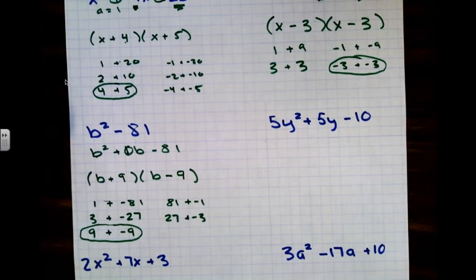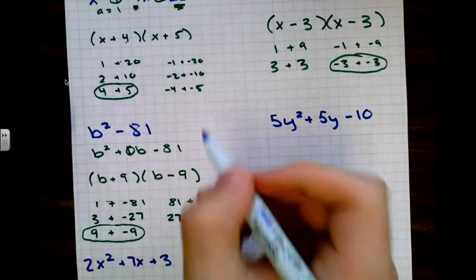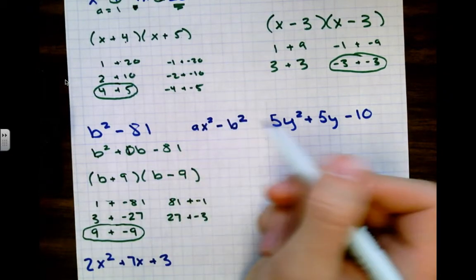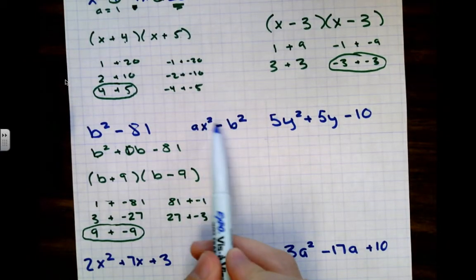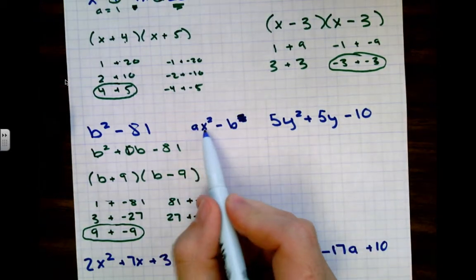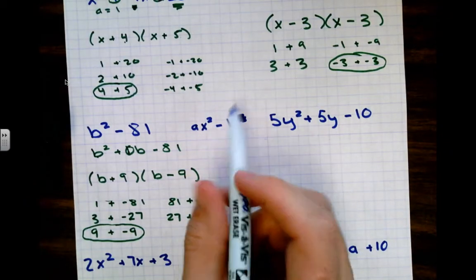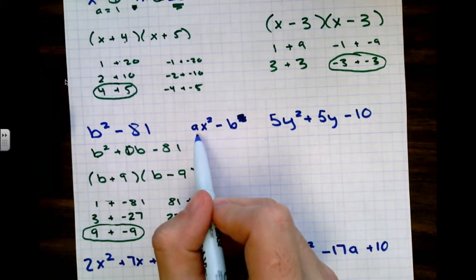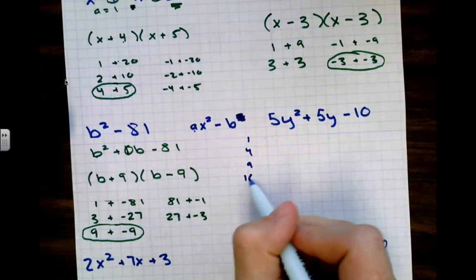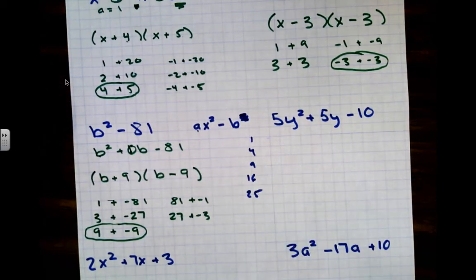Now, what you could also do, this is a special pattern. What the special pattern means, if we have a binomial in the format ax squared minus b, and both a and b are square numbers, so they're 1, 4, 9, 16, 25, so on and so forth, we're going to be able to write this in a shorter way.